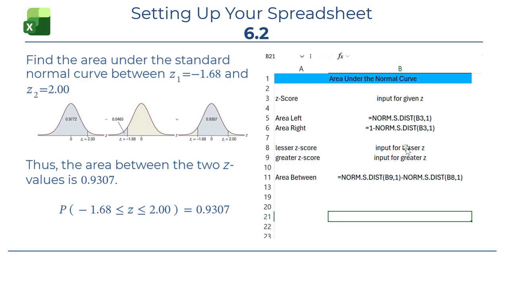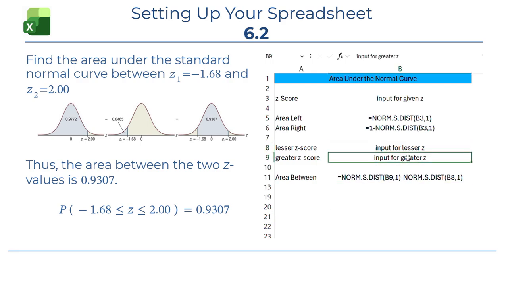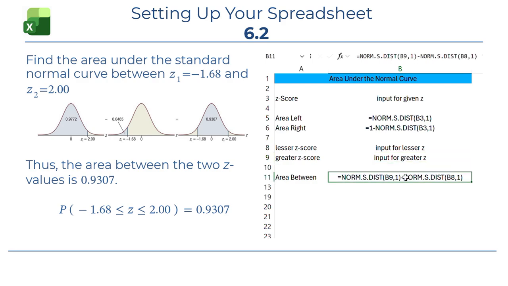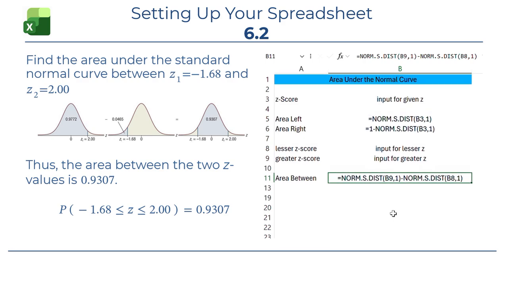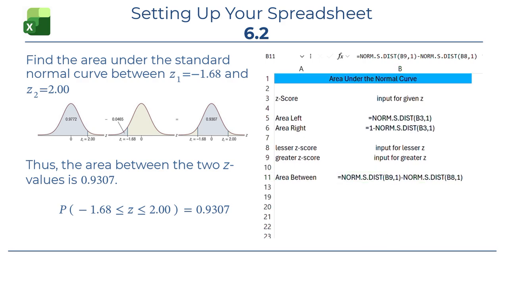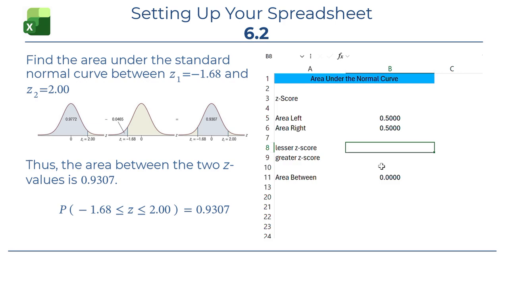Let's set up our spreadsheet to do that for us. So we're going to have an input for the lesser z-score and an input for the greater z-score, and then area between is simply NORM.S.DIST, the greater z-score B9, comma 1, minus NORM.S.DIST, the lesser z-score B8, comma 1. So I'm going to go to my outputs page and verify what I can see on the screen, which is if the lesser z-score is negative 1.68 and the greater z-score is 2, I'm going to get 0.9308.